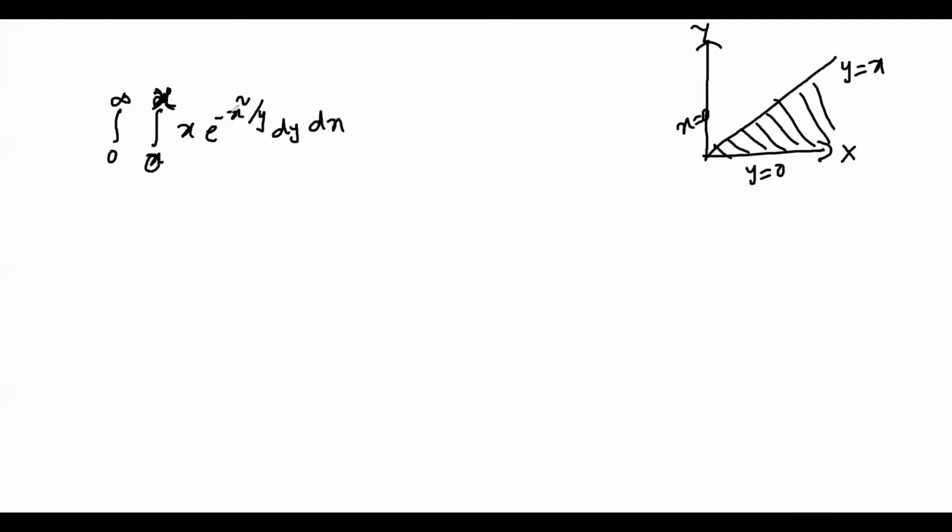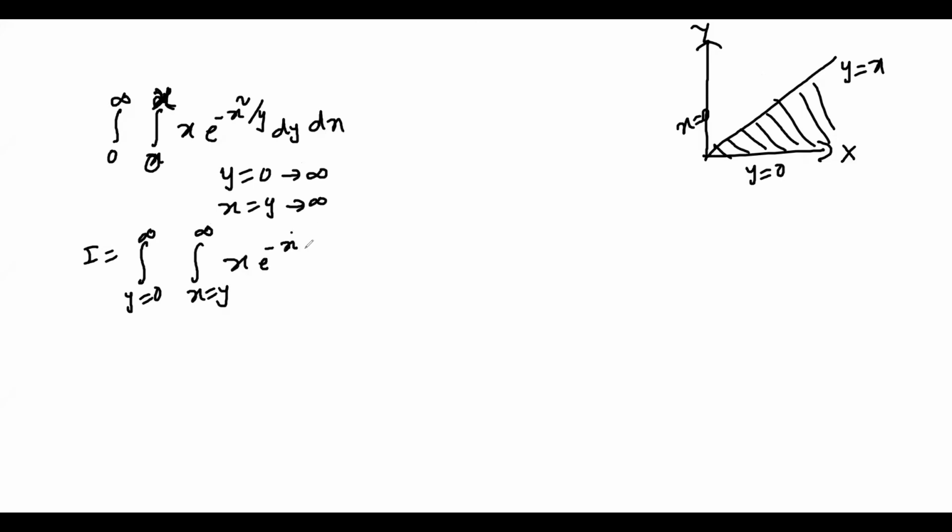Yes. Now as you know, while changing the order, y is equal to 0 to infinity and x is equal to y to infinity, what we discussed. Now I is equal to the integral, changing the integration, y is equal to 0 to infinity, integral x is equal to y to infinity, x e power minus x square by y dx dy, we can do that.